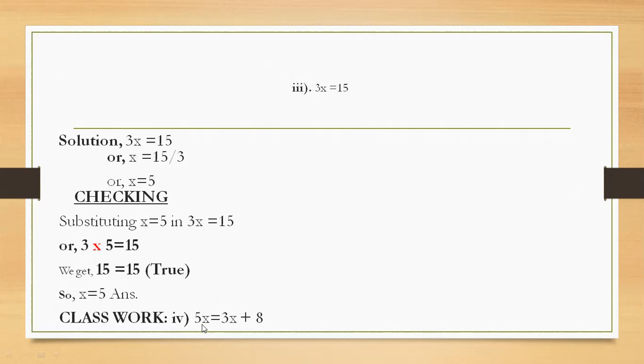What was the answer in classwork? Sir, 4. x is equal to 4. 5 for the... 20. And 3 for the 12. 12 plus 8, 20. Both sides came 20. 20 equals 20. Both sides came 20 equals 20. Then our answer is correct.